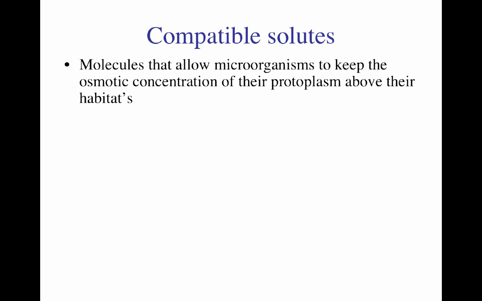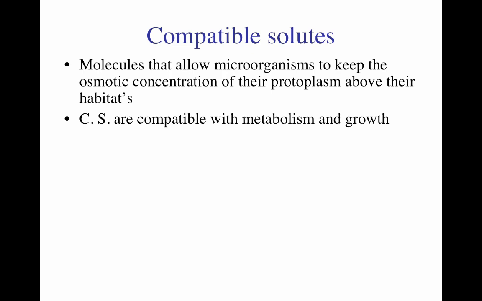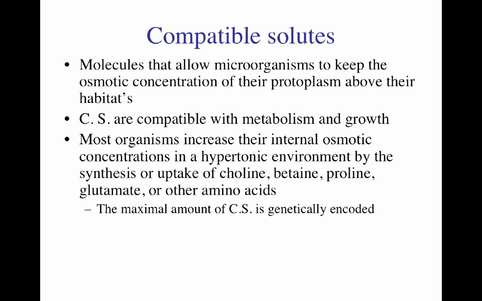And compatible solutes are a way for cells to change the solute concentration in the cytoplasm so they don't suffer osmotic lysis. Some of these compatible solutes are called compatible because they are, quote-unquote, compatible with metabolism and cell growth. Some of them are molecules like choline, betaine, the amino acid proline, the amino acid glutamate, or another amino acid that is made inside the cell and kept at a particular concentration, so the solute concentration is high enough so the water doesn't want to rush inside the cell.